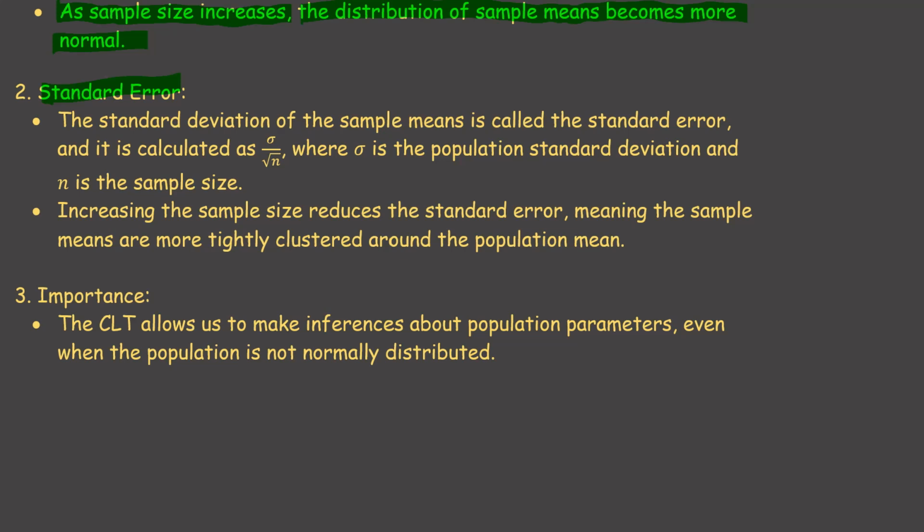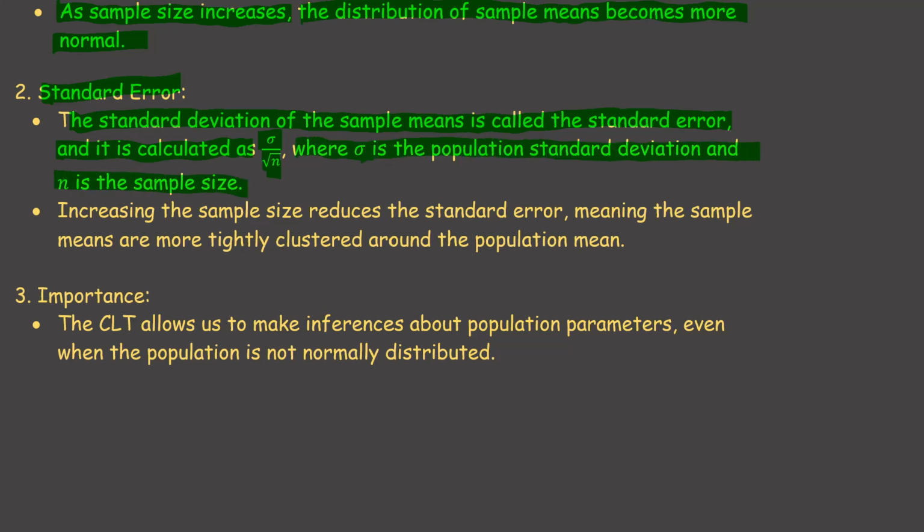Standard error. The standard deviation of the sample means is called the standard error, and it is calculated as sigma over root n. We looked at that just now, where sigma is the population standard deviation and n is the sample size. Increasing the sample size reduces the standard error, and that should be clear to you because the n is in the denominator here. If you increase the denominator, you're dividing by a bigger number, meaning the sample means are more tightly clustered around the population mean.